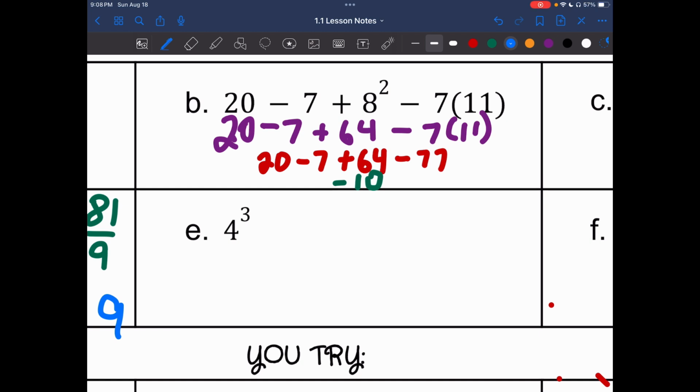Now let's work to our bottom middle question here, and we've got letter E, and it is 4 to the 3rd power. So we're going to multiply 4 times 4, which is 16, times 4 again is going to give us 64.